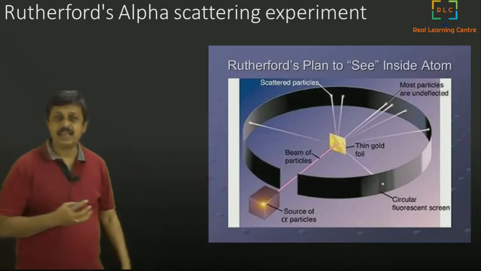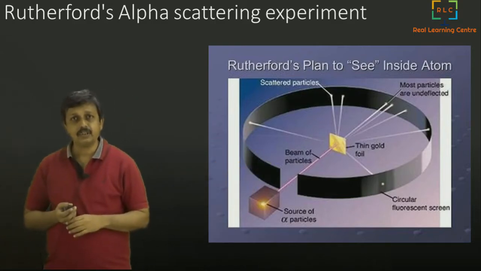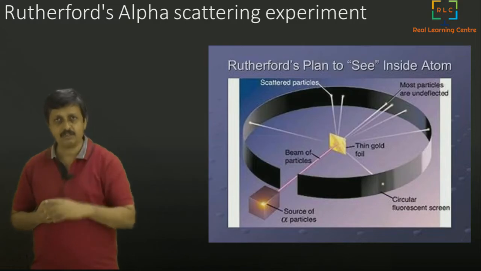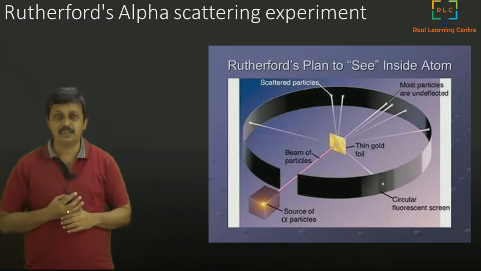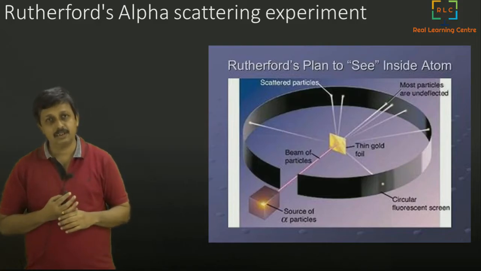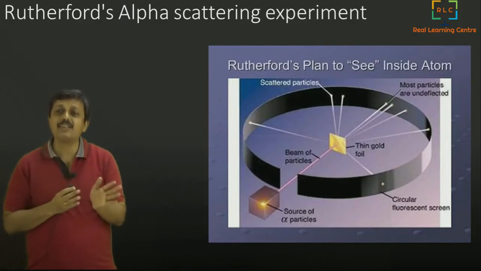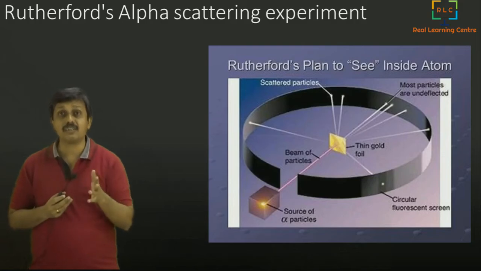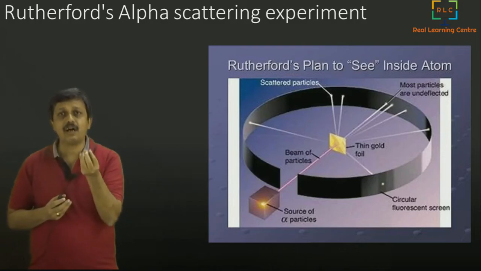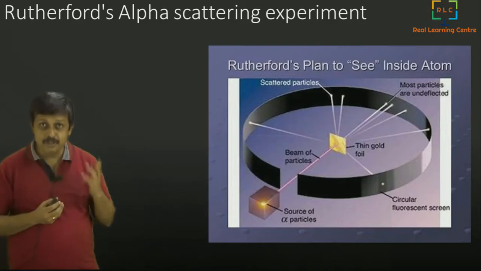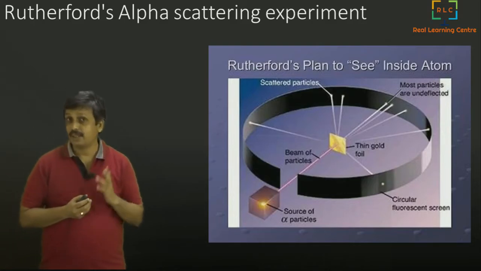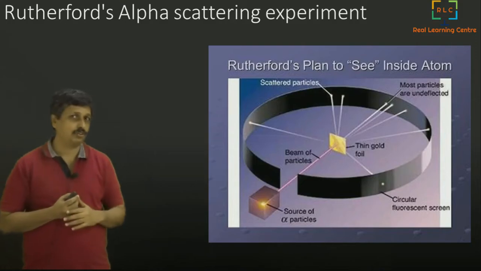He created an experiment where gold has this nature that it is highly malleable, in the sense that gold can be beaten down into very thin sheets, very thin. How thin? Like 8 to 10 atoms thick. It is possible to do that with gold, but not with other elements. That's why he chose gold.